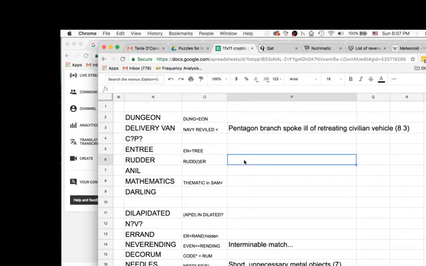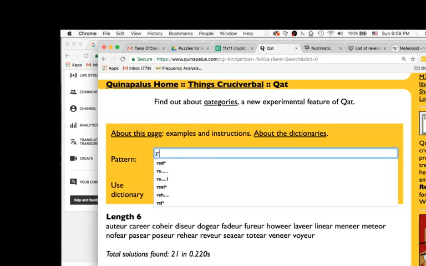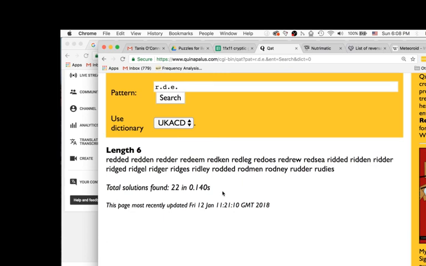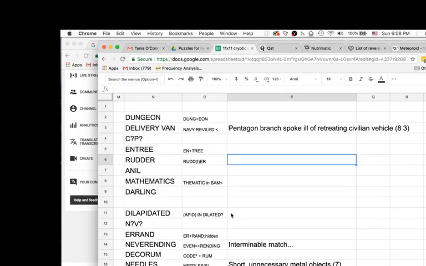Let's see, rudder. At first, I thought that the I in ruddier was the central letter, and so I could do an easy heartless or hollow sort of construction to turn ruddier into rudder, but instead I would have to remove the letter I from ruddier. Let me just see what else I have for R dot E dot T dot E dot. All right, redeem, Red Sea. Ridges, Rodney. I have some possibilities. Dilapidated.